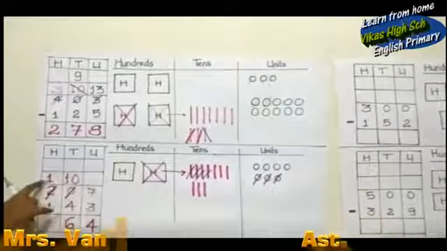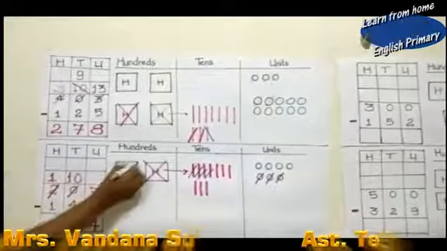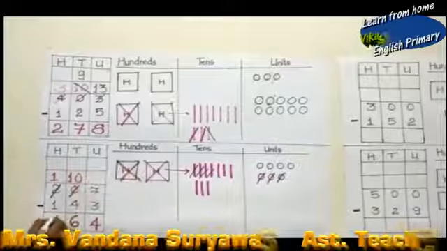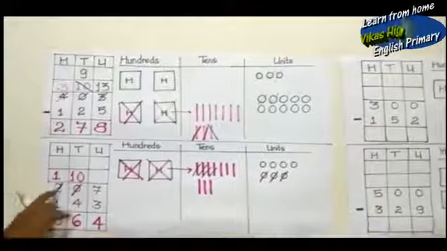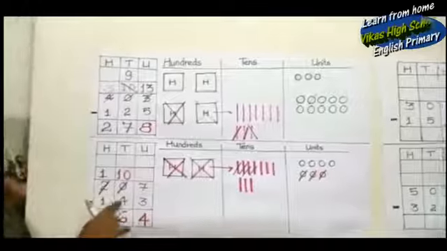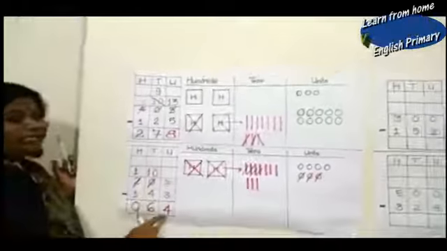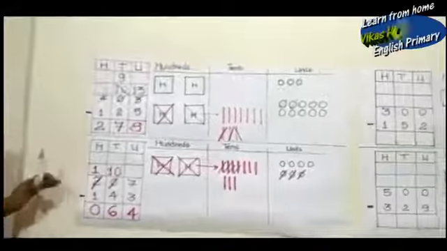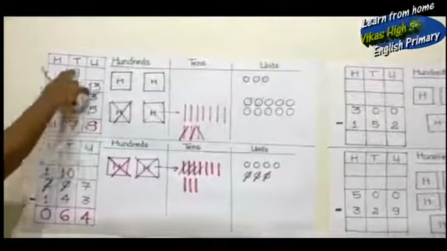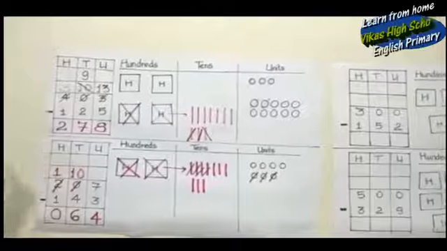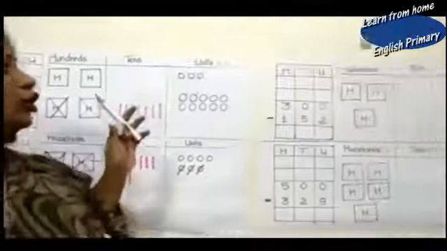And 100 minus 100 gives us 0. So, here 207 minus 143 is 64. Now, these were the examples of the 0 in the tens column. Now, let us see the 0 in the units and tens column.